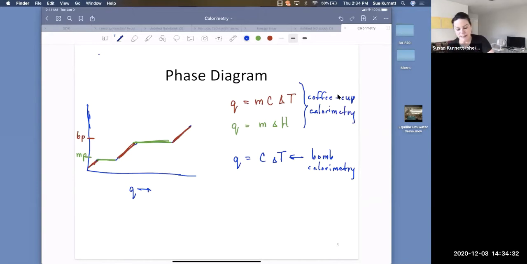And the difference between these is coffee cup is at constant pressure. So it uses that diagram we were just looking at. And bomb calorimetry is constant volume. We'll talk about it later. It doesn't use this diagram.